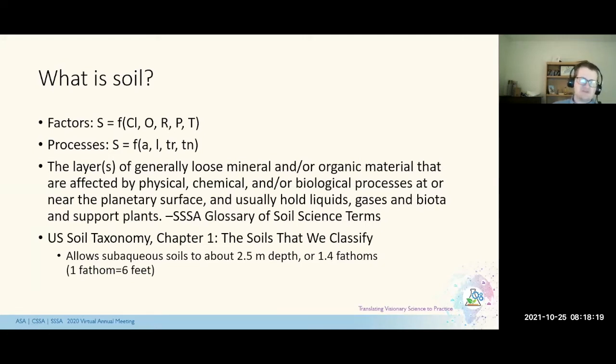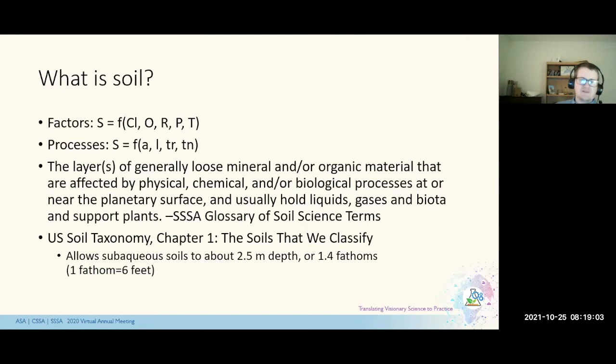But if you're a definition person, there's an endless list. There have been many review papers written on definitions of soil. And you can find dozens of pages of definitions that have changed through the years. The latest one, the one you see on this slide, is one that's recently been adopted by the Soil Science Society of America. And so this is a pretty high authority on what soils are. It says that soil is the layer or layers of generally loose mineral and or organic material that are affected by physical, chemical, and or biological processes at or near the planetary surface. That's a key term there, planetary surface, and usually hold liquids, gases, and biota and support plants.